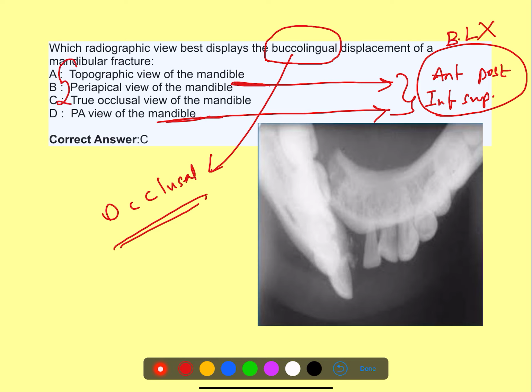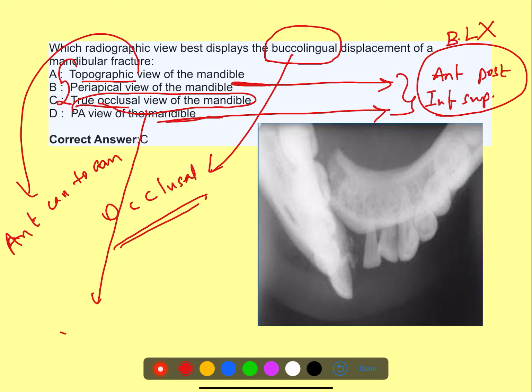So the 2 options left are topographic view of the mandible and true occlusal. Both are occlusal only. Topographic is nothing but an anterior view, that is canine to canine, whereas true occlusal is a cross-sectional view. The cross-sectional view is also called the true occlusal view. In this cross-sectional view, we can see the buccolingual displacement very clearly. So the option to select is true occlusal view of mandible.